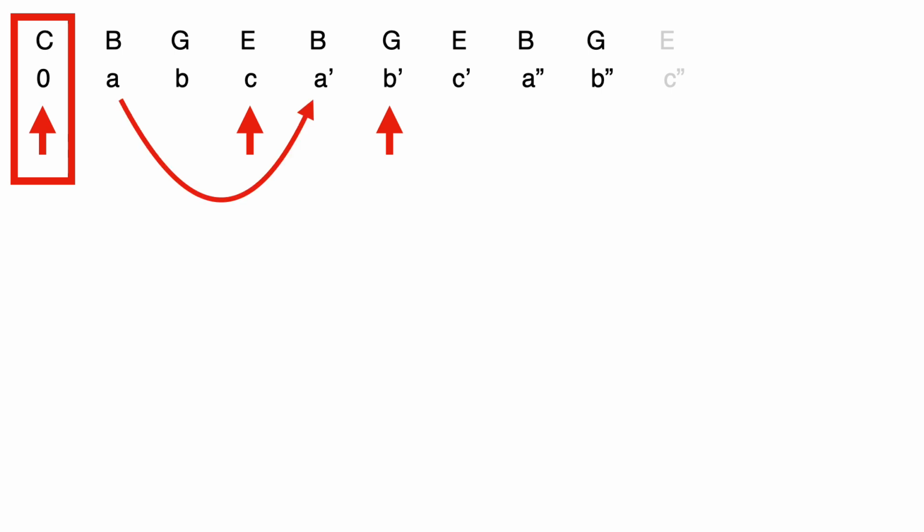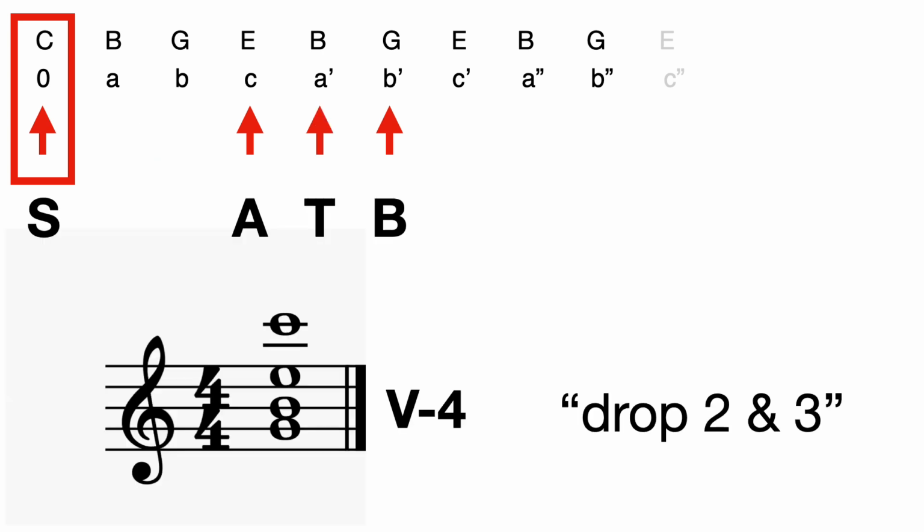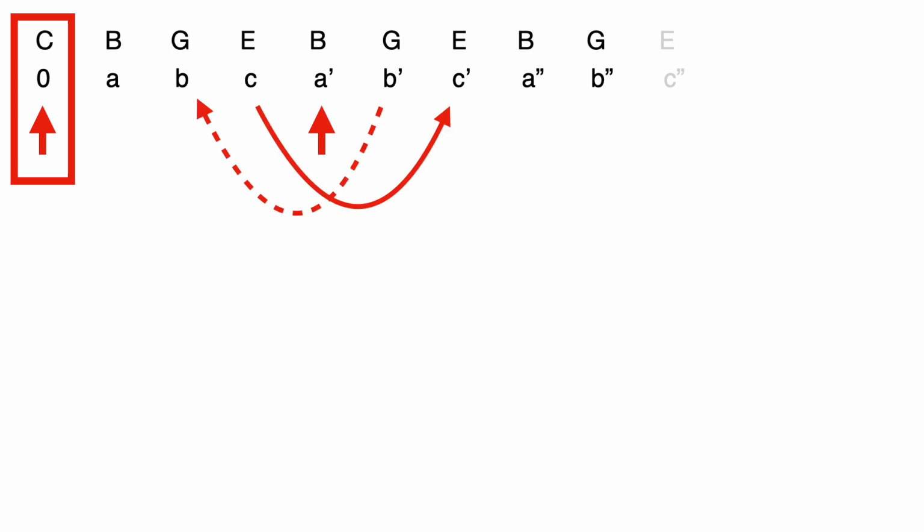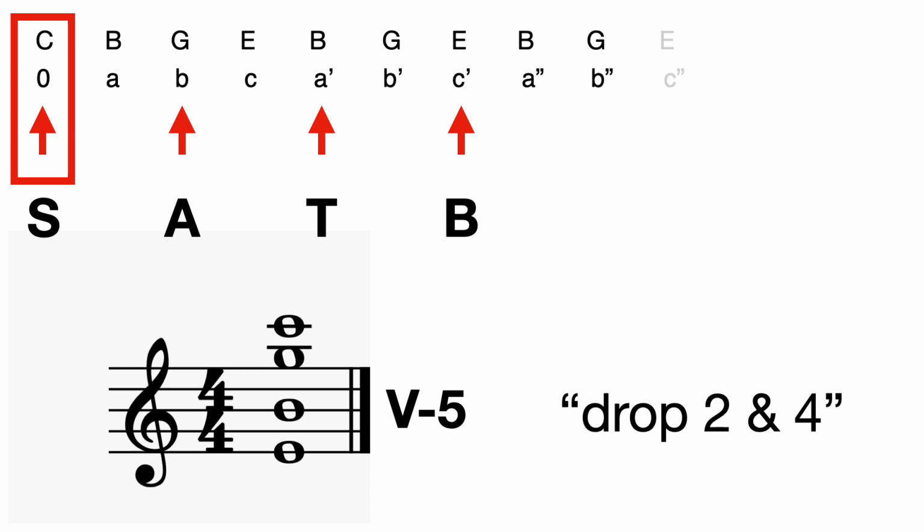We can move the B down an octave, and this gives us what is called drop 2 and 3, or this is the V4 voicing. We can move the G up an octave and the E down an octave, and this is V5, or what is sometimes referred to as drop 2 and 4.